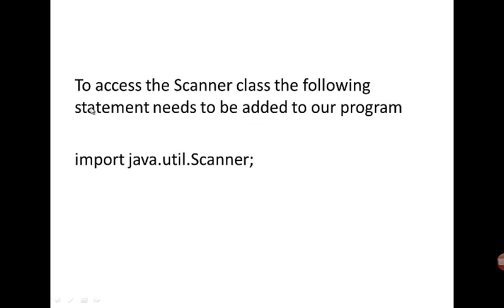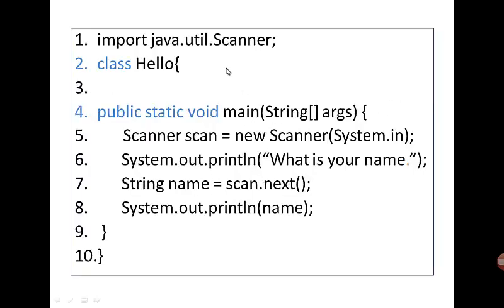All right. So we just talked about this part here as review. To access the Scanner class, the following statement needs to be added to our program. We're going to look at the program that we used the other day, the hello program, and implement the command Scanner scan equals new Scanner(System.in). Again, this could be any name that you want it to be. For our purpose here, I'm just calling it scan, but it could be anything.